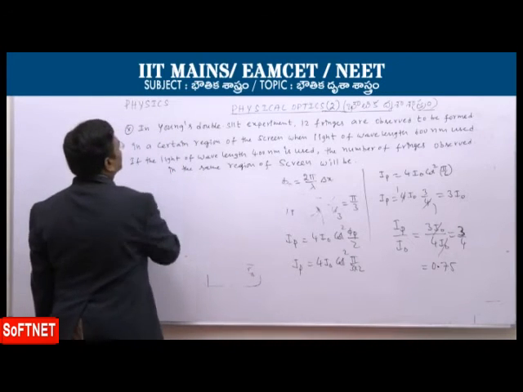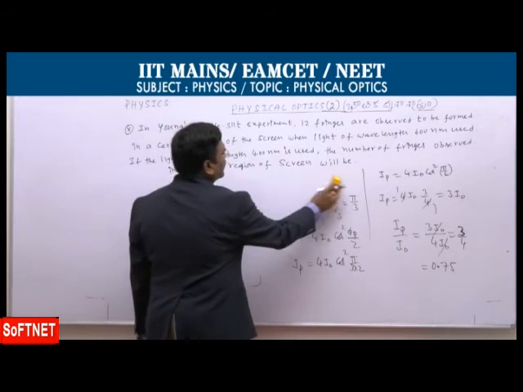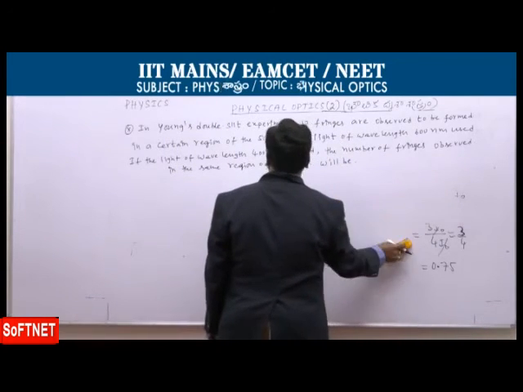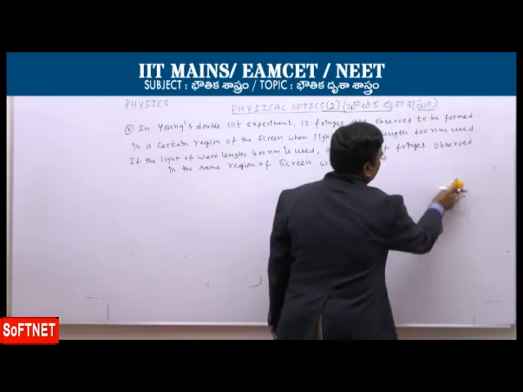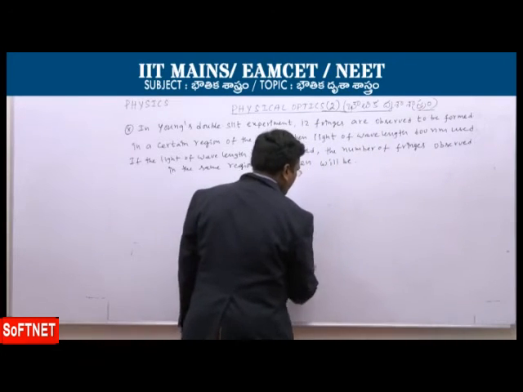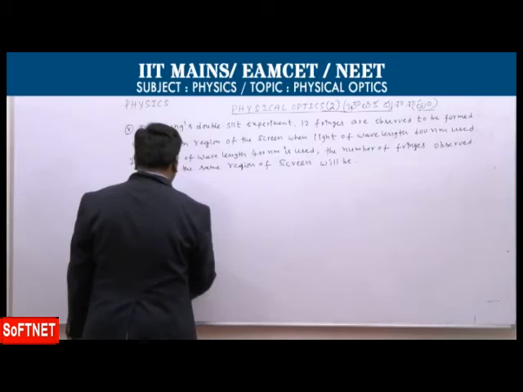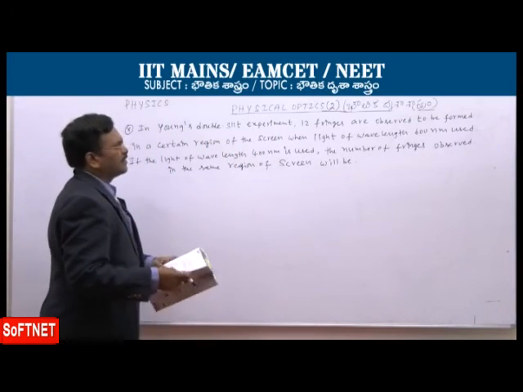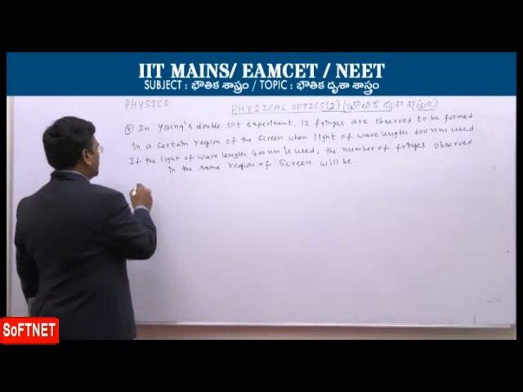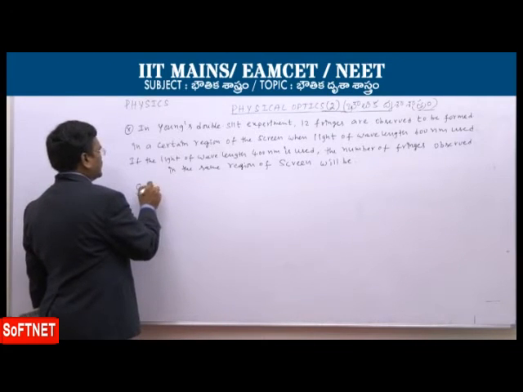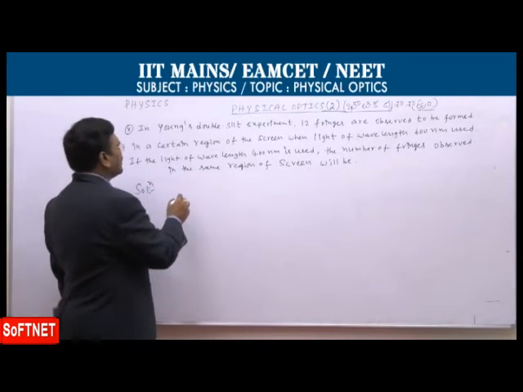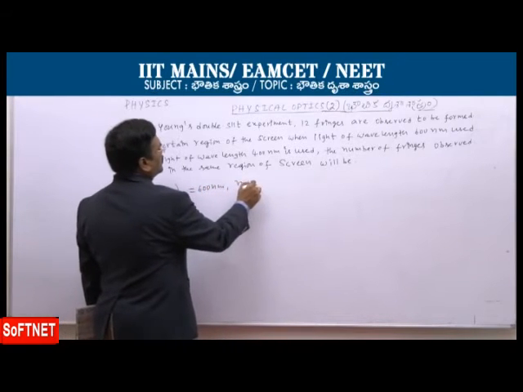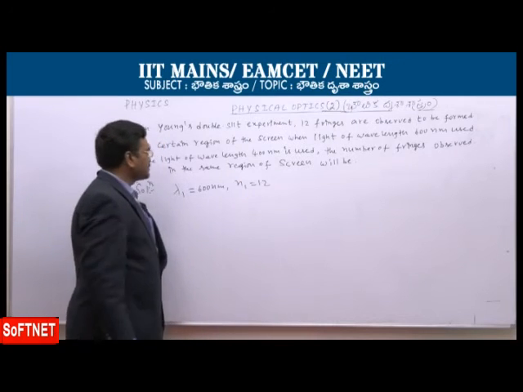What do we have as the question now? In Young's double slit experiment, 12 fringes are observed to be formed in a certain region of the screen when light of wavelength 600 nanometers is used. Here, first of all, what is given? Lambda 1 is 600 nanometers, n1 is 12 fringes in some certain region of space.